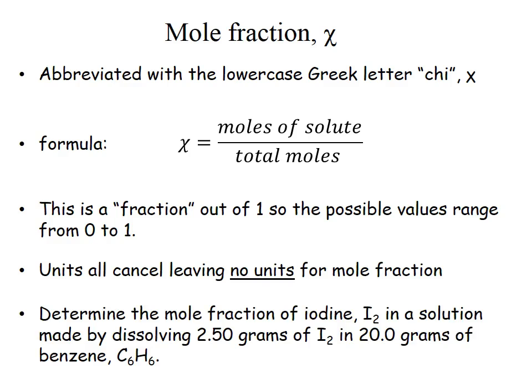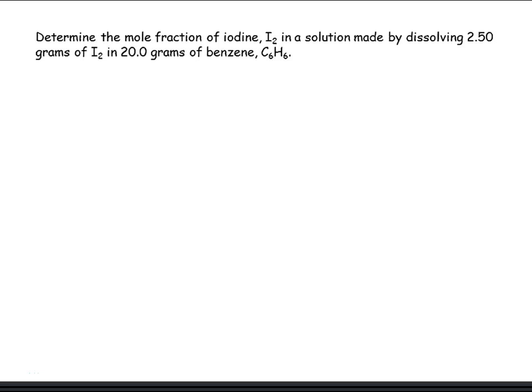We're going to finish with a new calculation: determine the mole fraction of iodine, I2, in a solution made by dissolving 2.50 grams of iodine in 20 grams of benzene, C6H6. Here's our calculation for mole fraction. Again, it's a good idea to start with the formula.